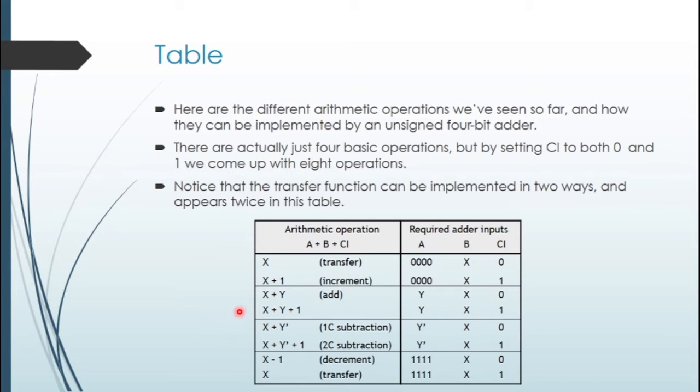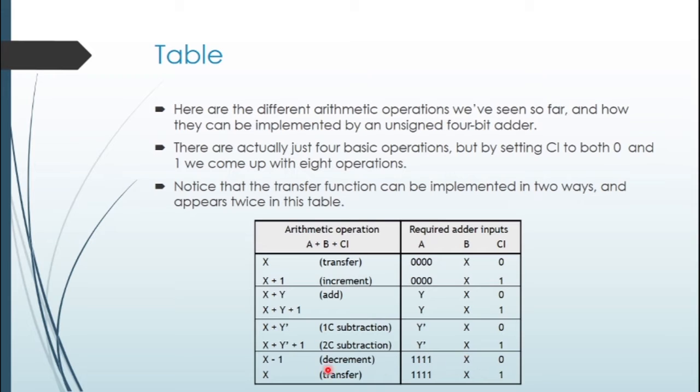So that is another operation that can be done by changing ci values. So x plus y plus 1. Similarly, if we use y complement instead of y as a, then there will be two different operations: x plus y complement, a simple 1's complement subtraction, and x plus y complement plus 1. That is the 2's complement subtraction, the real subtraction that we use in the circuits, x plus y complement plus 1, by just keeping ci equal to 1 in this scenario.